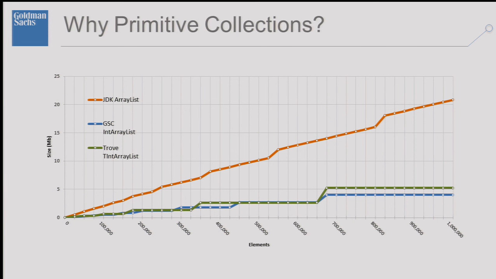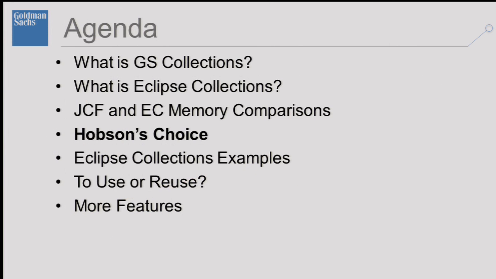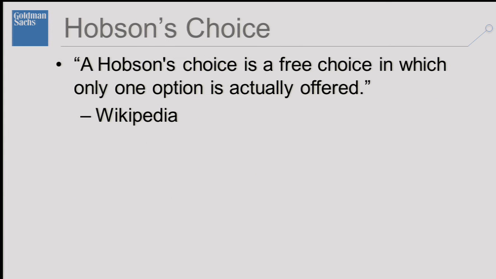Similar with maps, although slightly less pronounced because we need to store keys and values. We have primitive collections as well, as I mentioned. So the top orange line there is the JDK array list containing boxed integers. And then, obviously, the int array list, where you're storing ints in an array, saves a lot of memory because you don't have to box all the values.